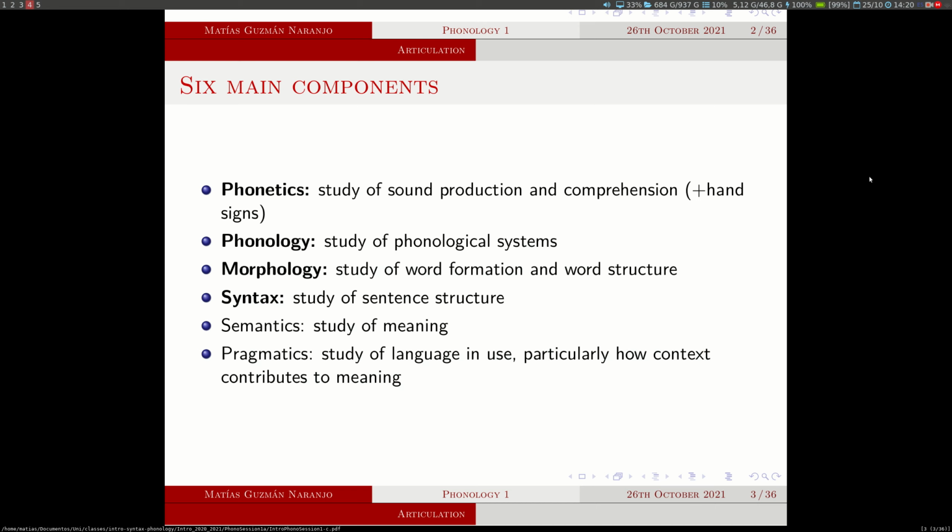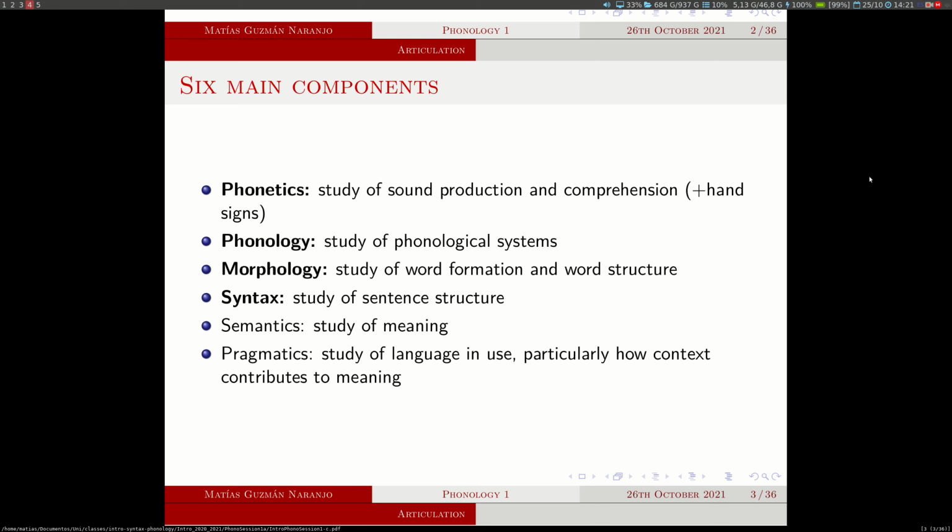These are phonetics, which is the study of sound production and comprehension; phonology, which is the study of phonological systems, and we'll see what that means later; morphology, the study of word formation and word structure; syntax, probably the best well known, and it's the study of sentence structure; semantics is the study of meaning; and pragmatics is the study of language in use, and particularly how context shapes and contributes to meaning.